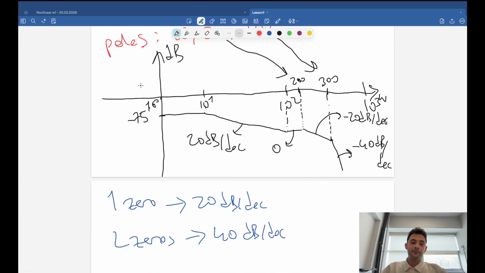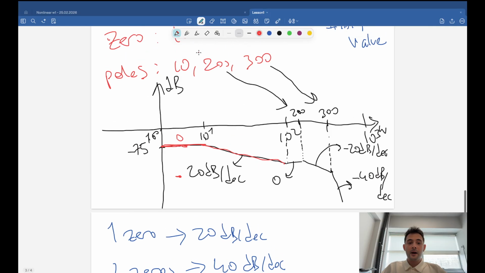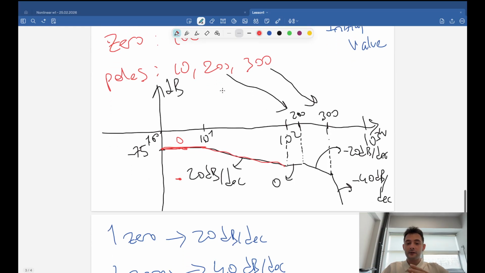We started here with 0 because there was nothing until then, and we just made a slope with minus 20 decibels per decade. All right, but at 100 we had a 0, which will make our slope go high. But since we had minus 20, it was just 0, right? And then at 200 we had our pole go down with minus 20, and at 300 we have one more pole, which made us go minus 40 decibels per decade. All right, I think that's it.